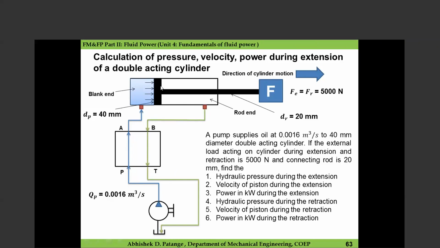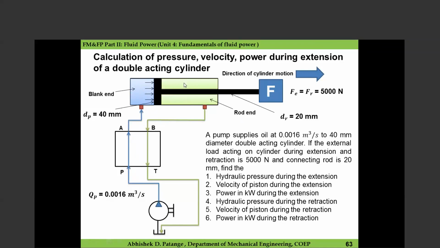Now you must understand one thing, that since the liquid which is available at rod end is drained out to the tank, there is no pressure developed at this particular portion. So pressure is only developed at the blank end because of load which is acting on the connecting rod, and that rod has to be extended. So you must understand one thing, that during extension, pressure will be generated at the blank end side of the piston and in the pressure line, which is the outlet of pump.